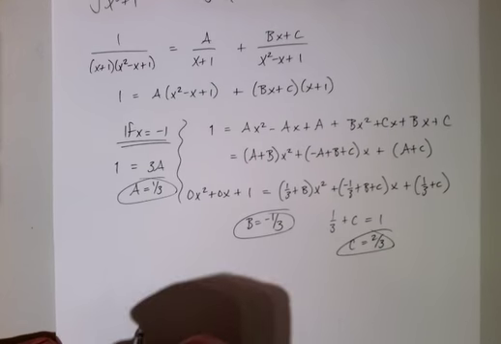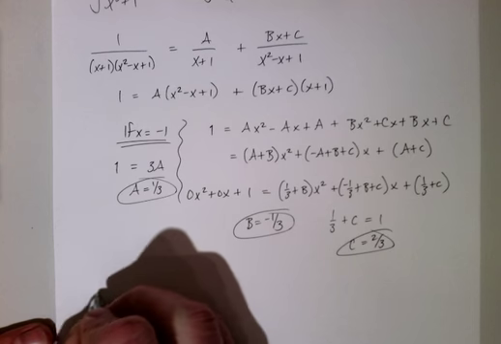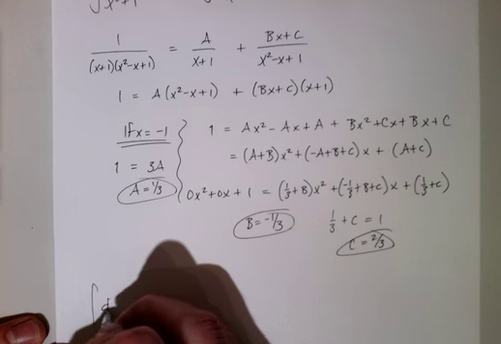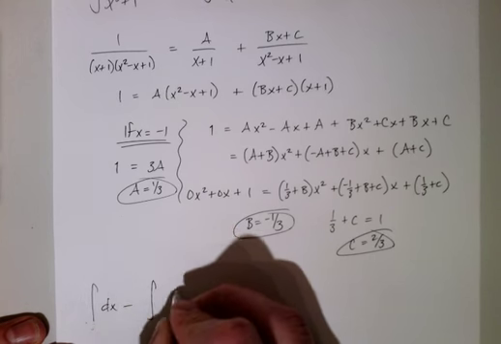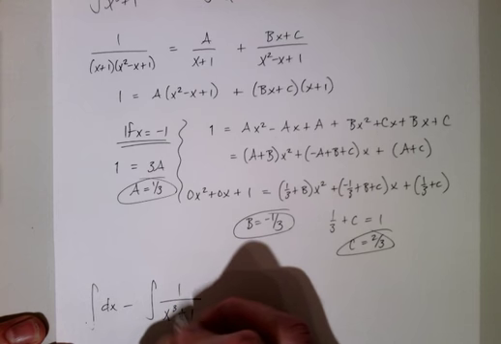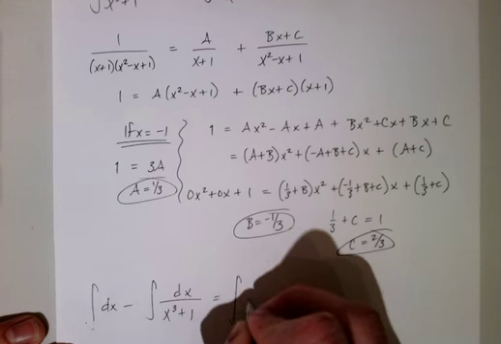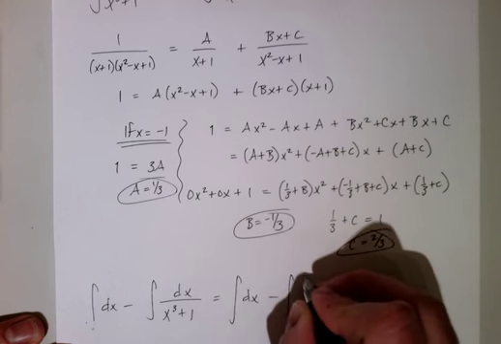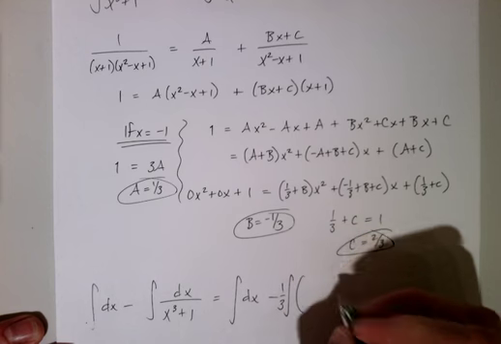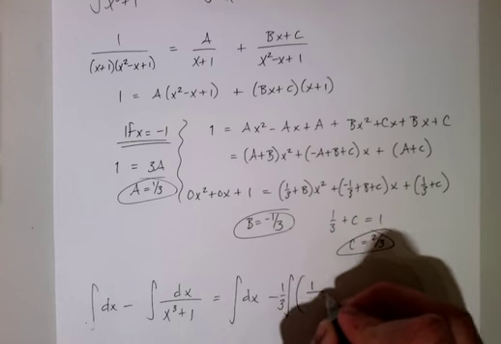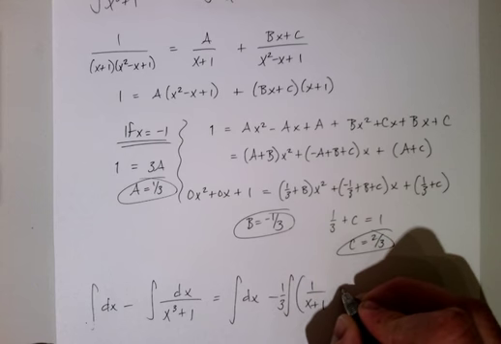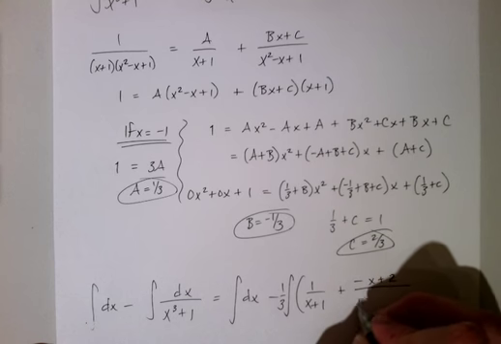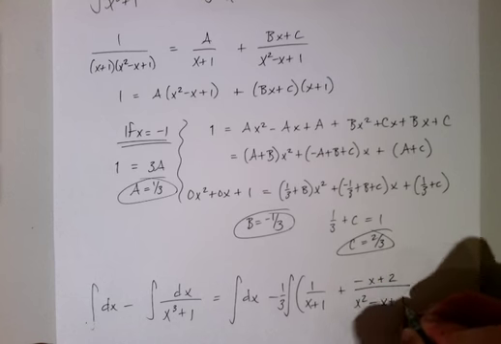Okay, let's keep moving. So what I have here is I know that's going to be dx minus the integral of 1 over x cubed plus 1. We'll go ahead and put the dx up here. That means that it's dx minus, and of course the integral winds up being, put the 1/3 out in front, and we're going to have 1 over x plus 1 plus negative x plus 2 over x squared minus x plus 1.